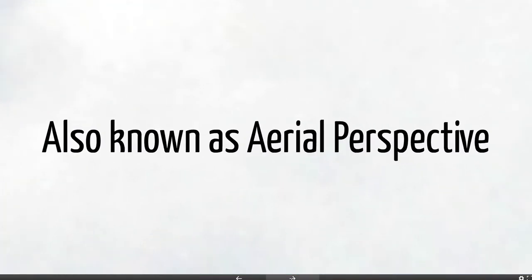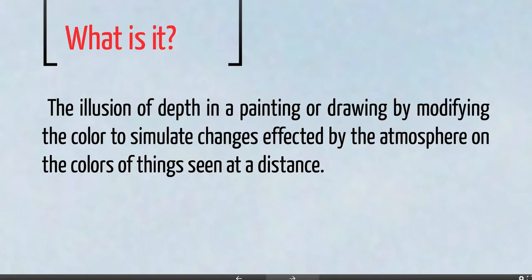So there are two names for atmospheric perspective. It is also known as aerial perspective. We'll go more into that in just a little bit. Yeah, write that down. So what is it? It is the illusion of depth in a painting or drawing by modifying the color to simulate changes affected by the atmosphere on the colors of things seen at a distance. You need to write this down in your Cornell notes.